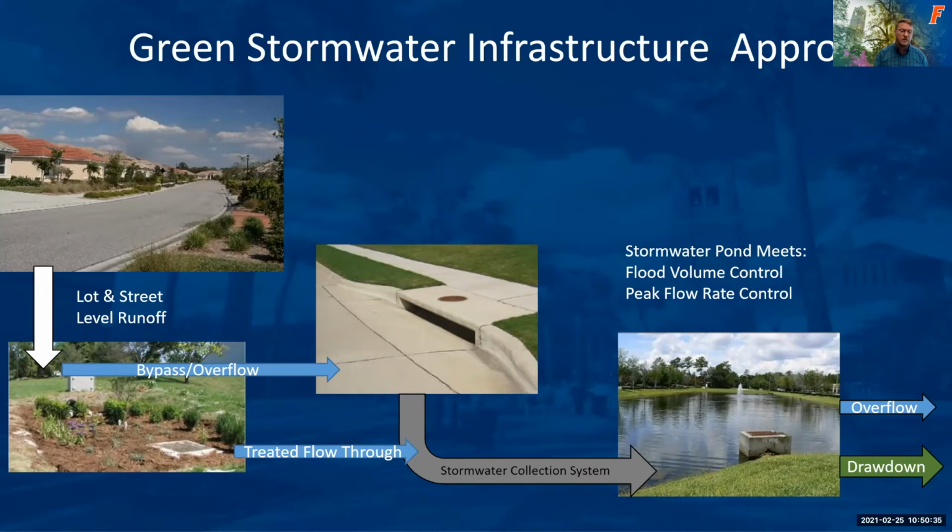And some of that water might be treated and then go into the stormwater collection system, but essentially we're getting our water quality treatment here in the landscape before it goes into that stormwater collection system. This is basically managing this non-point source of pollution at the source. And that way, the stormwater pond can just function as flood control and peak flow control for those large events.